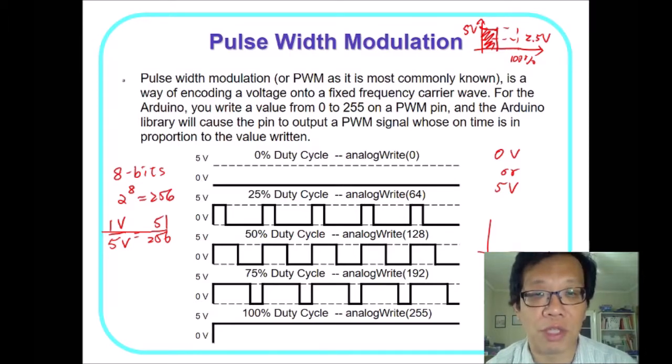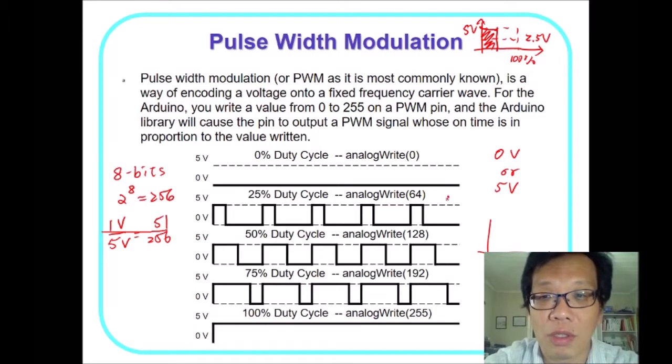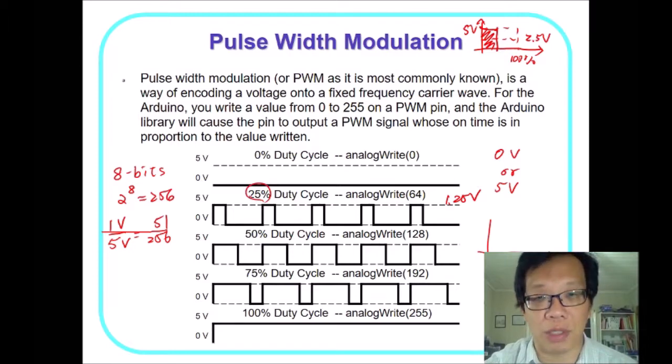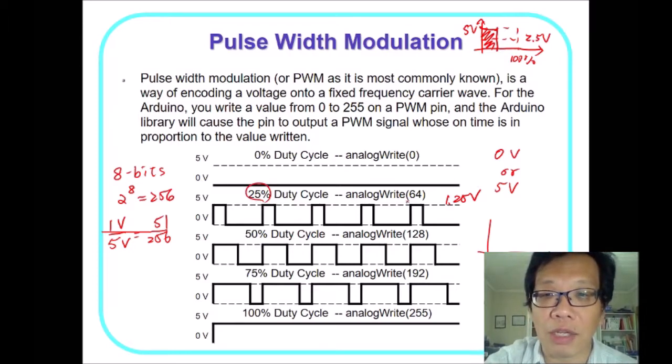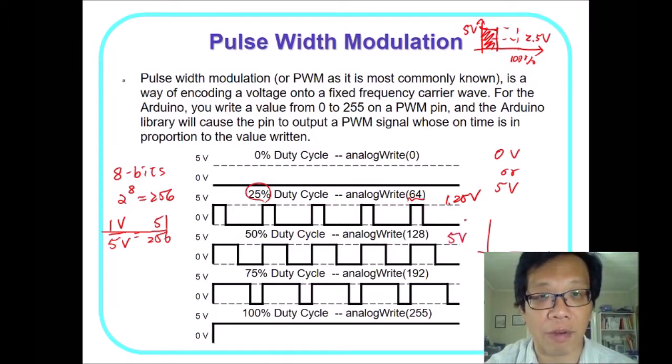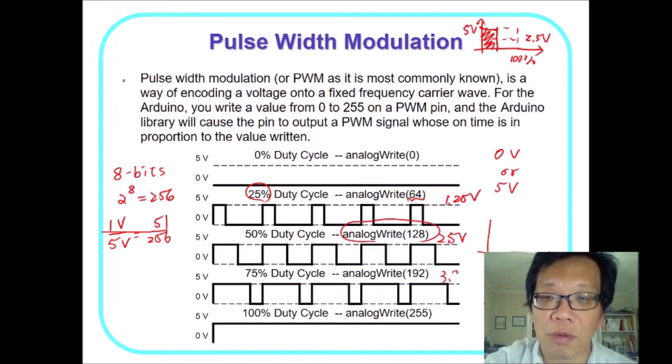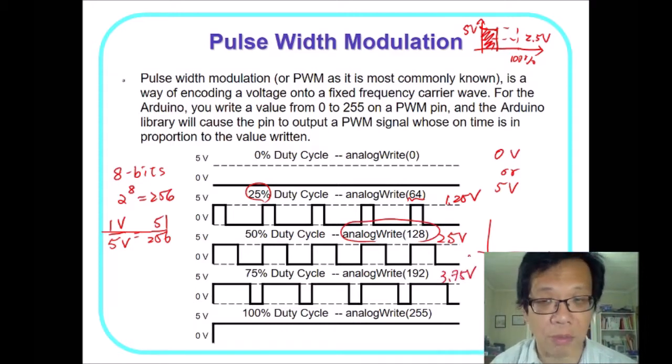In other words, if you want to generate 1.25 volts, we are talking about 25%. So for the analog write, you're going to use 64. If you want to generate 2.5 volts, that is going to be half of 256, which is 128. I'm sorry, it should be 2.5 volts. If you want to generate 3.75 volts, of course, your output is going to be 75% of 256. So you're going to put 192 over here, and you're going to generate 3.75 volts.